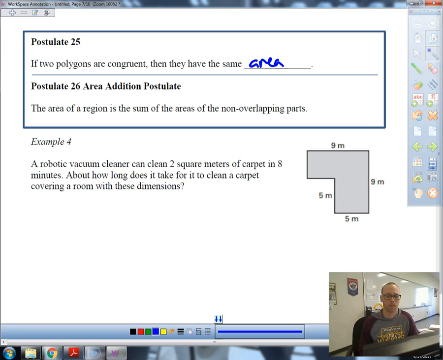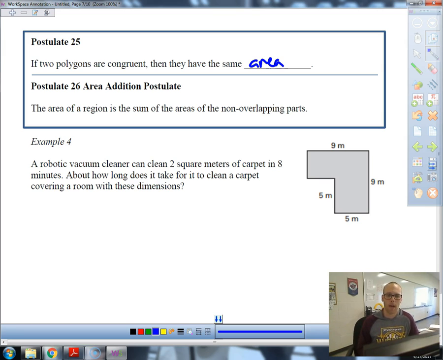Have you had one, or have you seen one used before? It can clean 2 square meters of carpet in 8 minutes. How long does it take to clean a carpet covering a room with these dimensions? The first thing we need to figure out is the area of the room. Once we know the area, we can figure out how long it's going to take.